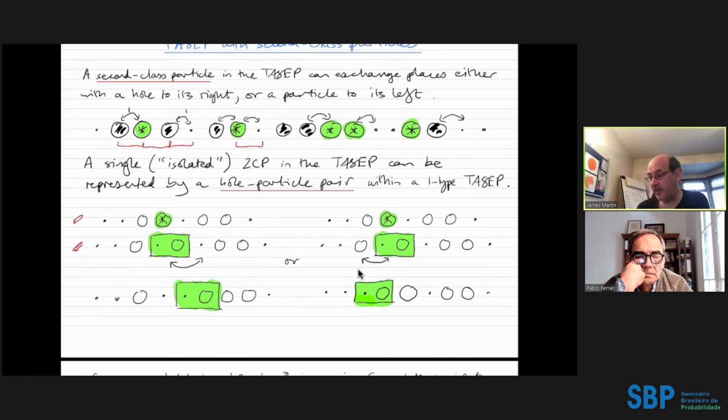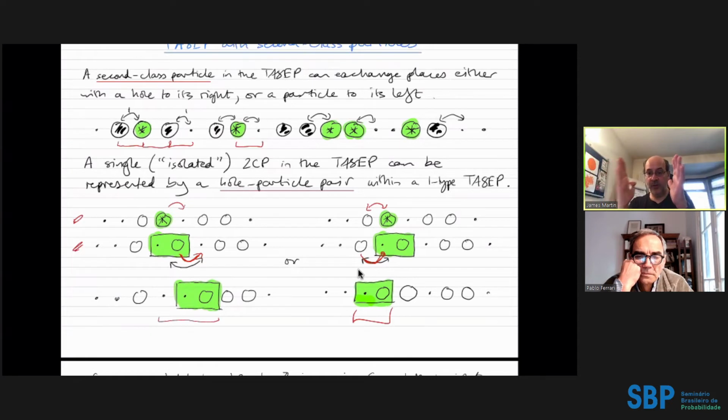And you can see, okay, so this second-class particle can exchange places with the hole on its right. So that, in that case, just corresponds to this particle inside the box exchanging places with a hole to its right like that. And when that happens, we end up in this configuration here, and we've moved the whole box to the right. Okay. But the reverse thing could happen. This second-class particle wants to exchange places with a particle to its left. Okay, and that corresponds to that particle exchanging places with the hole inside the box. And at that point, we shift the box left. Okay, so this box is going to either jump right or left.